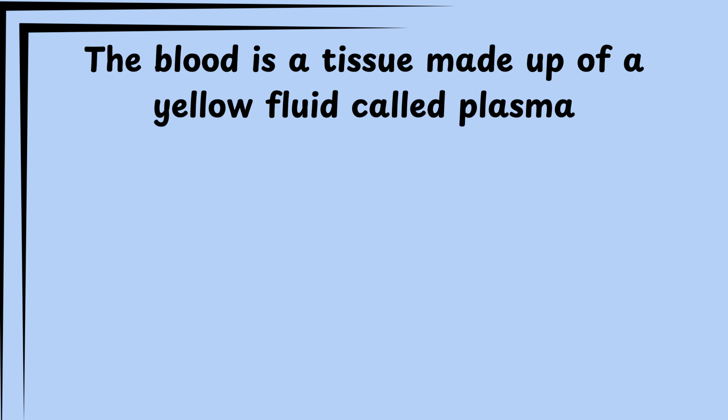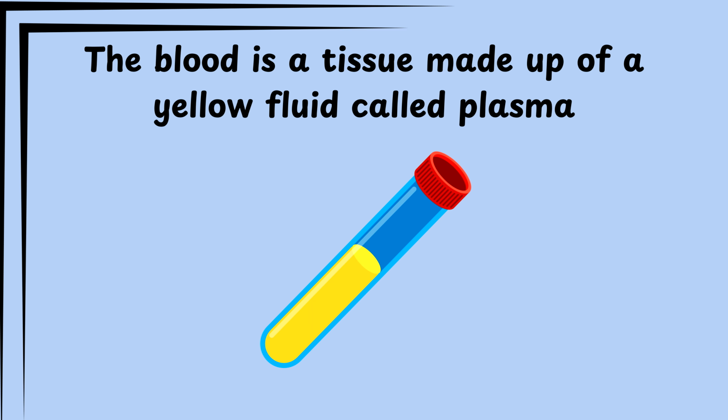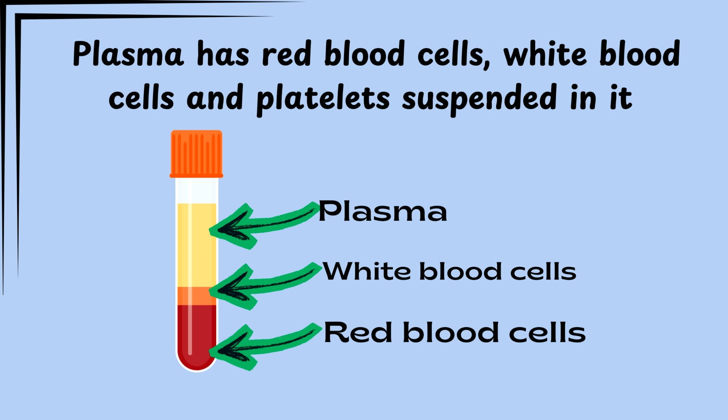The blood is a tissue made up of a yellow fluid that is called plasma. Plasma has red blood cells, white blood cells, and platelets suspended in it. So students, these are the 4 components that you need to know. Plasma, red blood cells, white blood cells, and platelets.